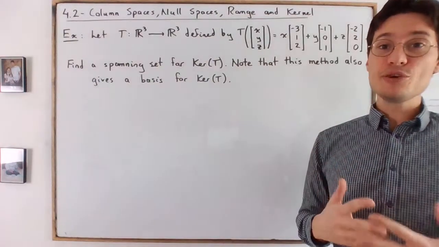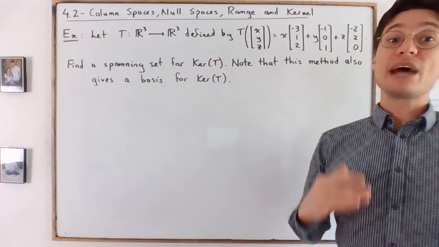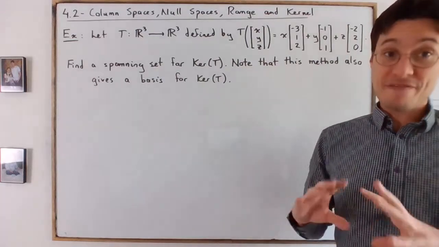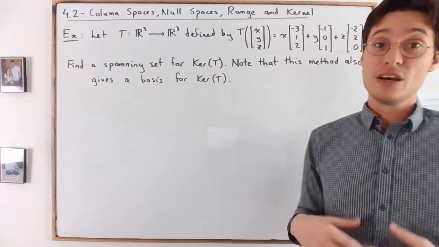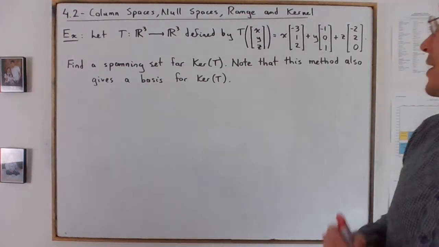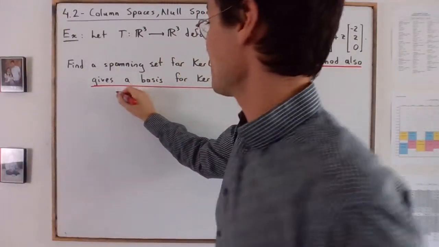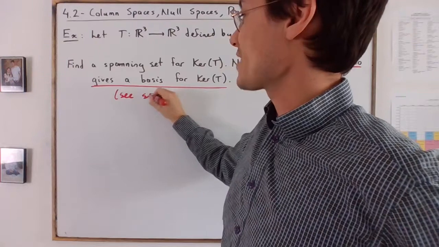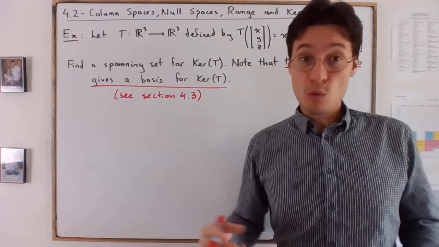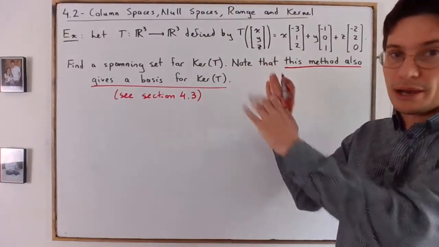Before we continue, I want to tell you that this method will be the exact same method to find a basis for the kernel of T, because the vectors in the spanning set that we will find will turn out to also be linearly independent. So this method also gives a basis for the kernel of T. I want you to see section 4.3. As you watch this video, we will probably have started the concept of a basis, so keep that in mind.